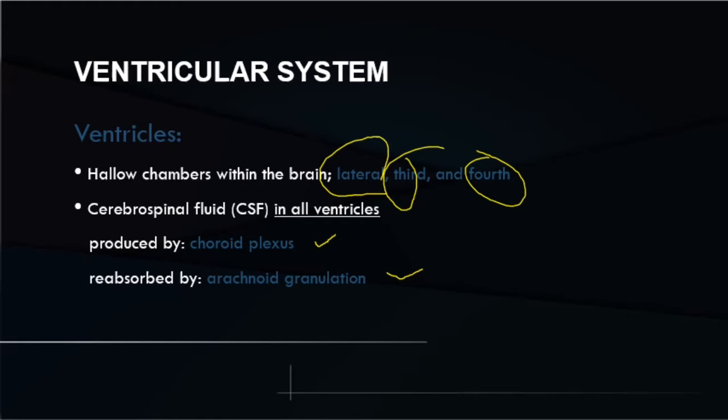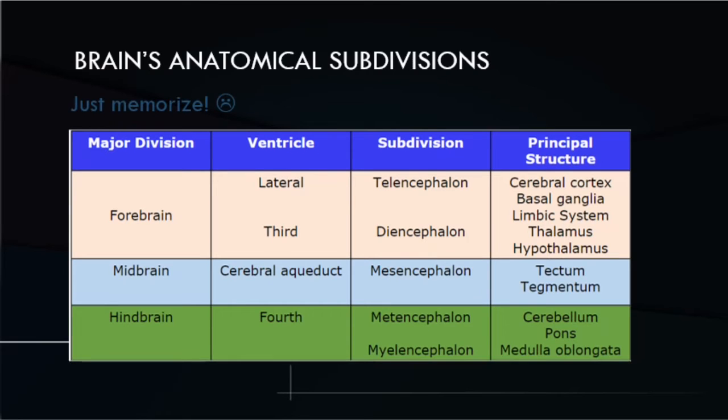There are different divisions of the brain. Depends if you're looking from a developmental standpoint, then there's a different categorization. But the major divisions are forebrain, midbrain, and hindbrain that we'll get into.